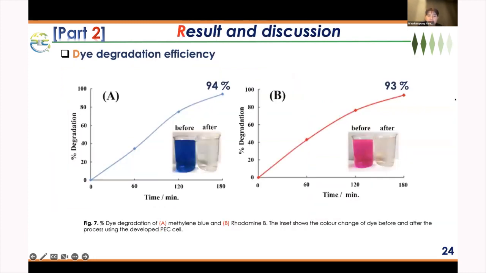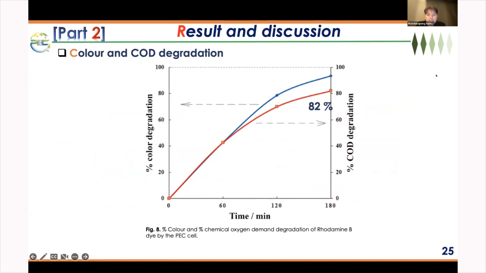Next, this slide shows the percentage degradation of methylene blue and rhodamine B. The results show that the developed photoelectrocatalytic cell can remove methylene blue up to 94% and rhodamine B up to 93% in 3 hours. And moreover, it can still reduce the COD value up to 82% in 3 hours.